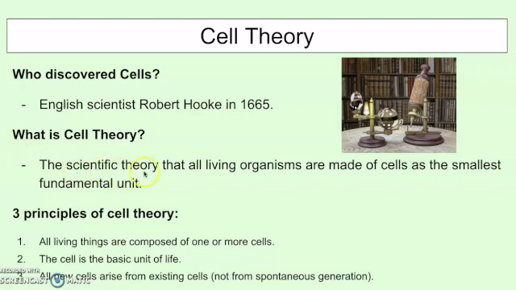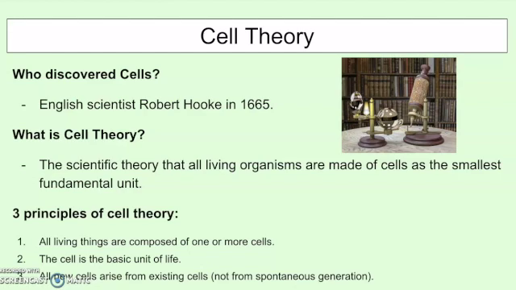So cell theory is a scientific theory that all living organisms are made of cells as the smallest fundamental unit. The three important principles that have arisen from this theory are: all living things are composed of one or more cells; the cell is the basic unit of life; and all new cells arise from existing cells, not from spontaneous generation.